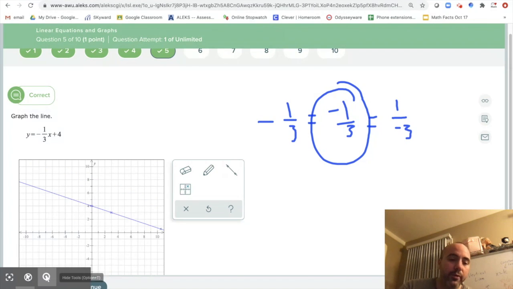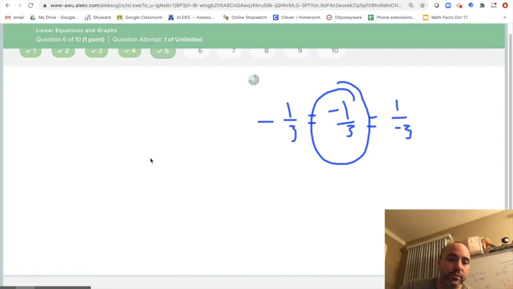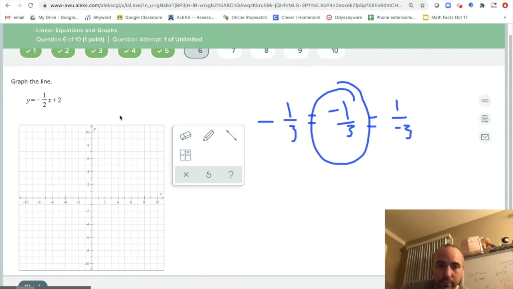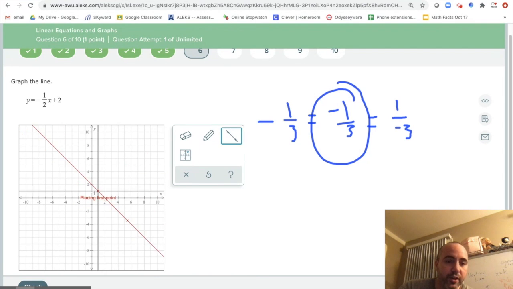Next problem is going to be very similar. We're going to get a fractional slope. So start at the y-intercept, going up 2, and then down 1 and to the right 2.